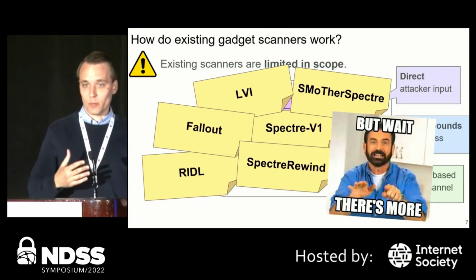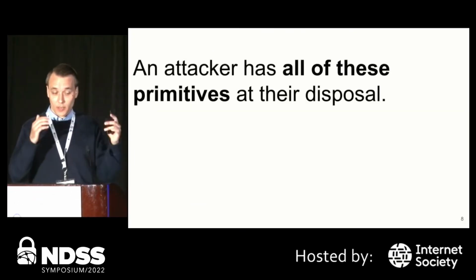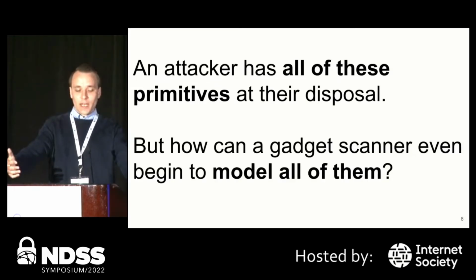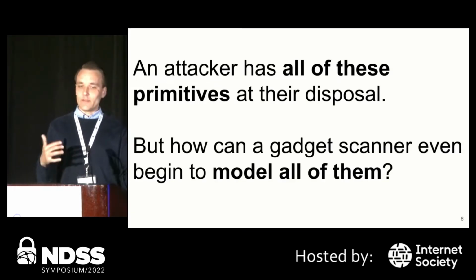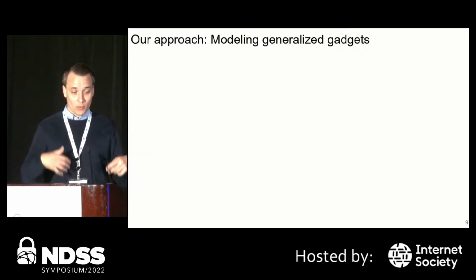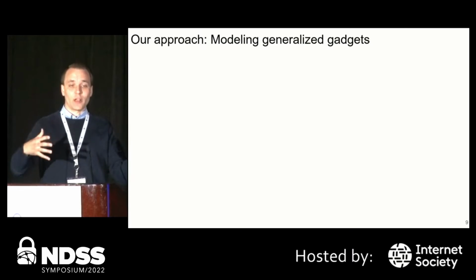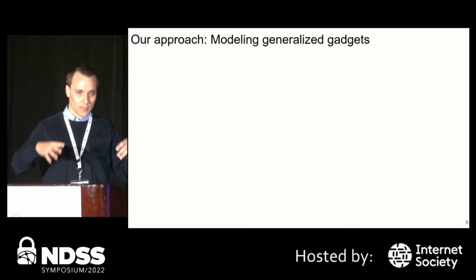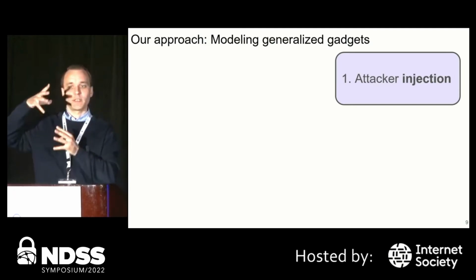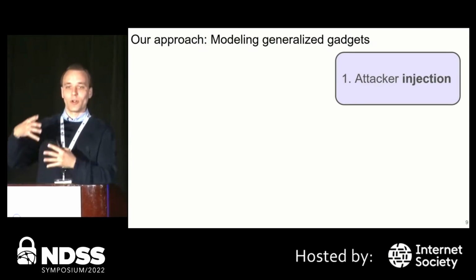with all these sorts of primitives. And so an attacker has all these primitives at their disposal. If we're actually identifying gadgets, how can a gadget scanner even begin to model all of these different vulnerabilities? And so our approach, we introduced this idea of generalized gadgets. We modeled these generalized gadgets, and so we break Spectre gadgets down into the 3 essential steps that are needed for an attack.